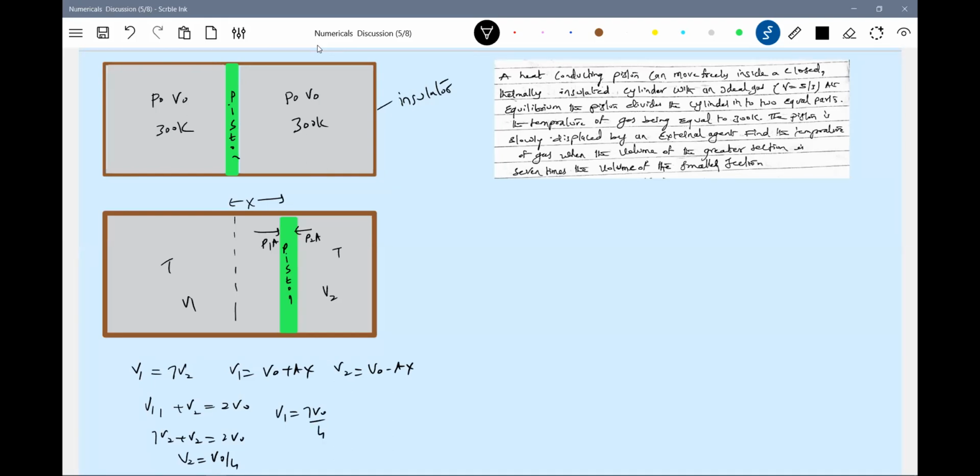We will substitute this and get the expression for X. AX is what? 7V0 by 4 equal to V0 plus AX, so AX is 3V0 by 4. This is the change in volume. I'll be using it. Call this V. We'll use some symbol. As X varies, the V also will vary.